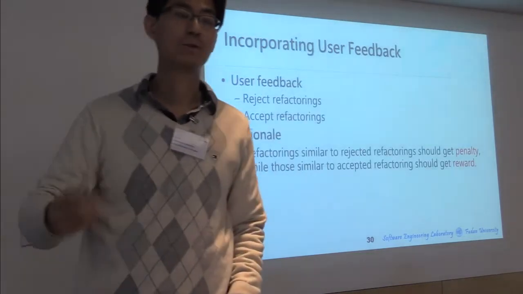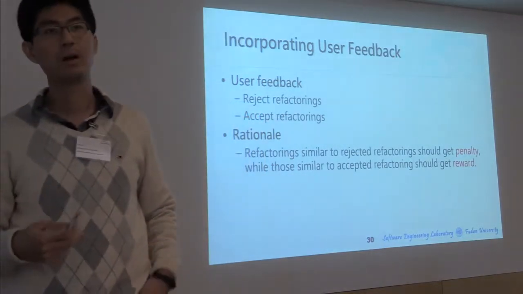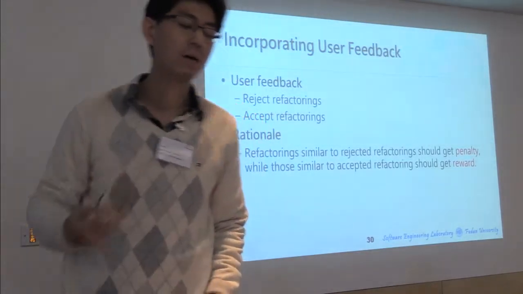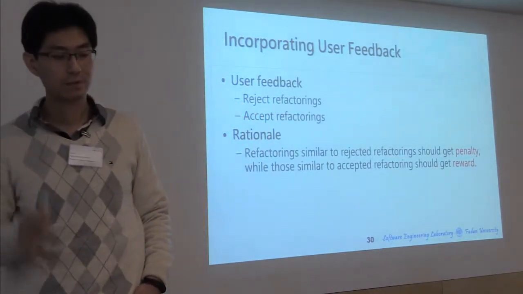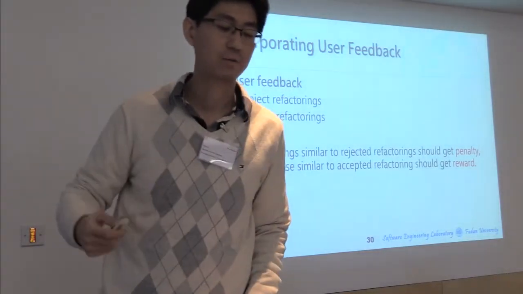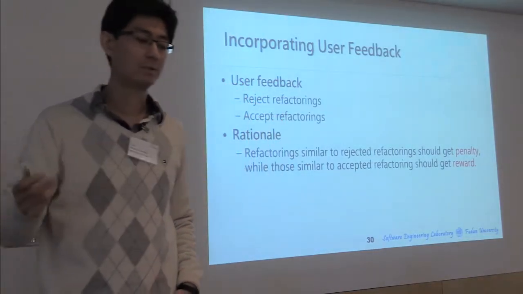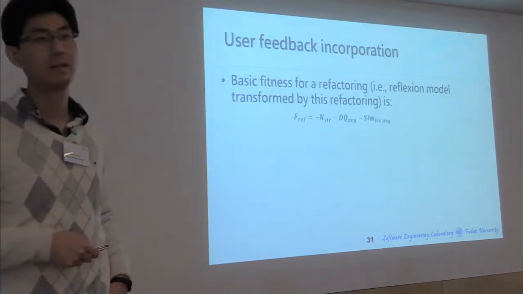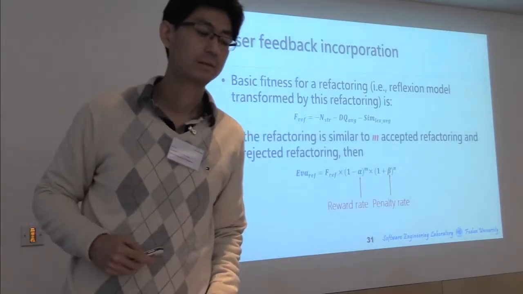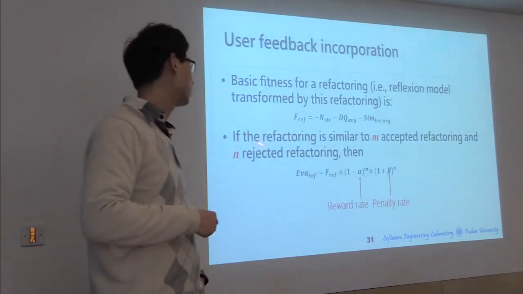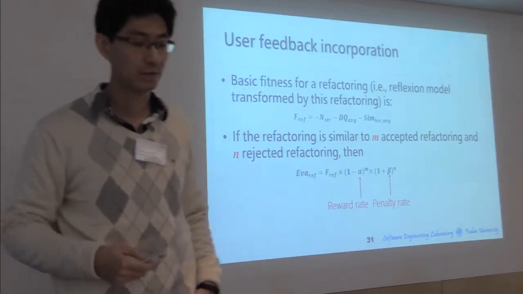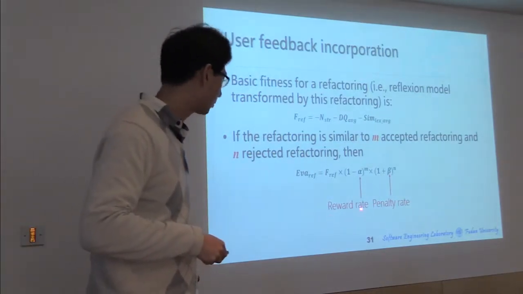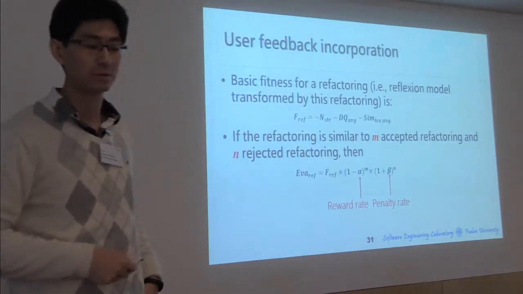Afterwards, we're going to incorporate the user feedback. For the user feedback, we allow the user to reject or accept refactorings. So our rationale of incorporation is that if a refactoring is similar to a rejected refactoring, it should get a penalty. Otherwise, it will get a reward. Therefore, these are the basic fitness functions. We incorporate the user feedback in this way. If the refactoring is similar to n accepted refactorings and n rejected refactorings, we're going to add the reward rate and the penalty rate to the original fitness function.